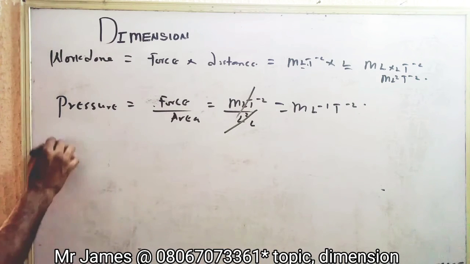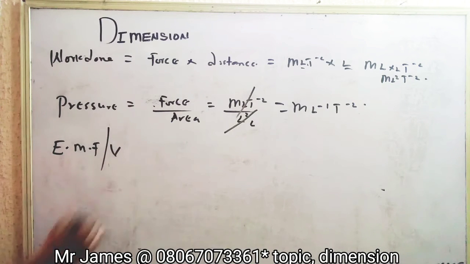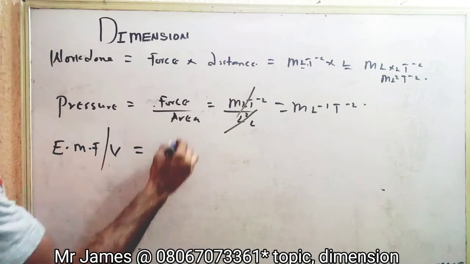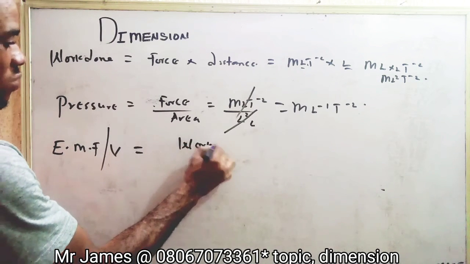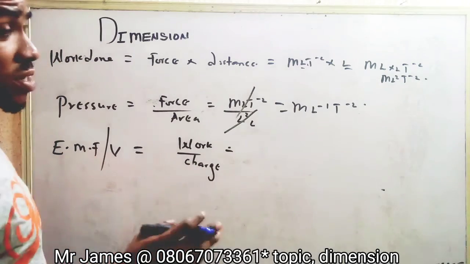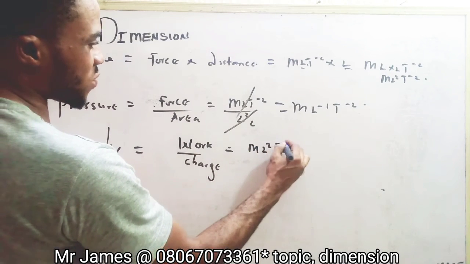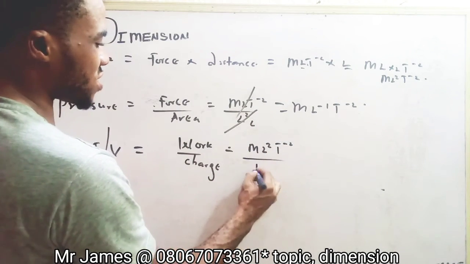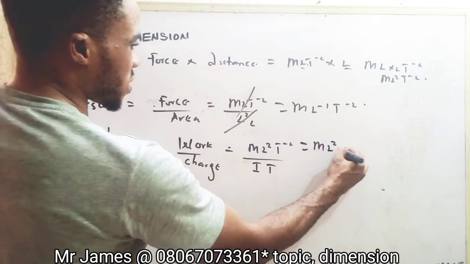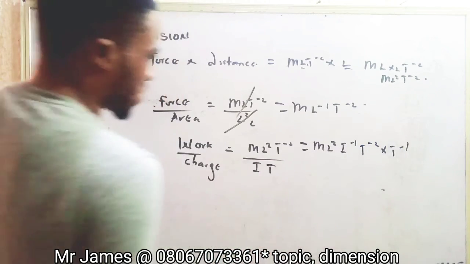The word EMF is used when the circuit in concern is open, or we use terminal voltage when the circuit is closed. So for this, EMF is given as work done over charge. And charge is given as current times time. So for work done, which is still on the board, I have ML squared T raised to power minus 2, then divided by the charge, which is current multiplied by time. So bringing them up, I have ML squared I minus 1. This will come up, I have T raised to power minus 2 times T raised to power minus 1.